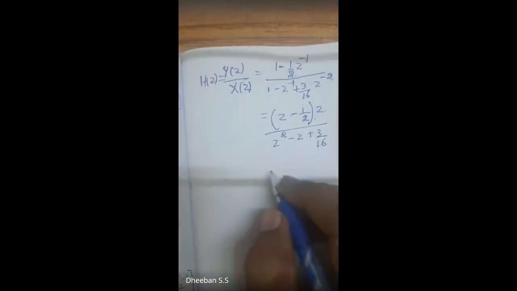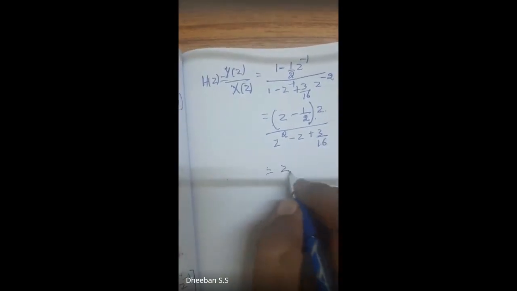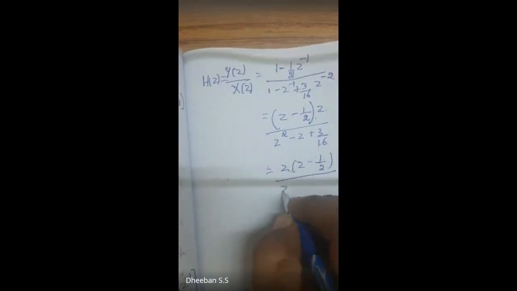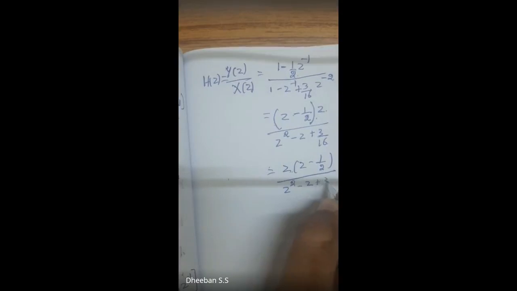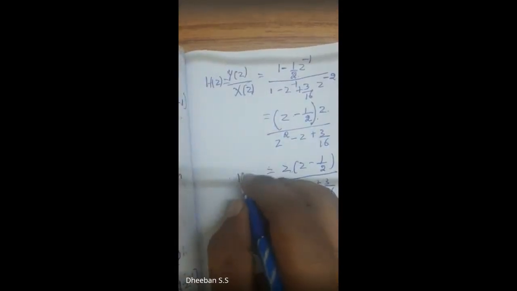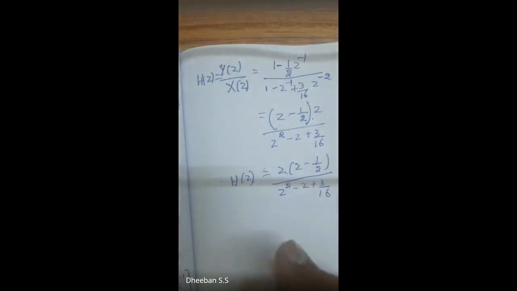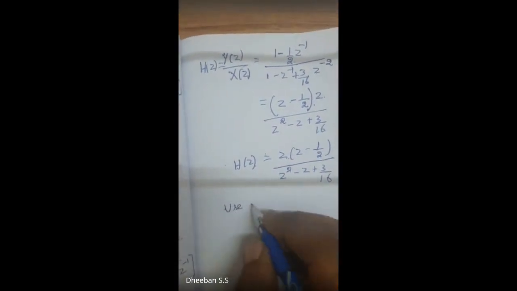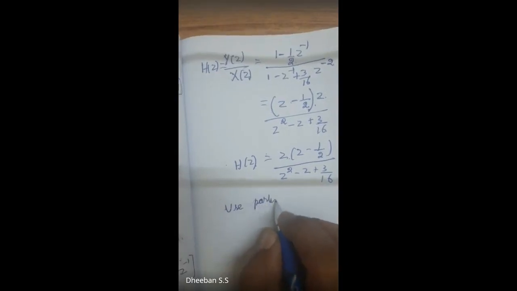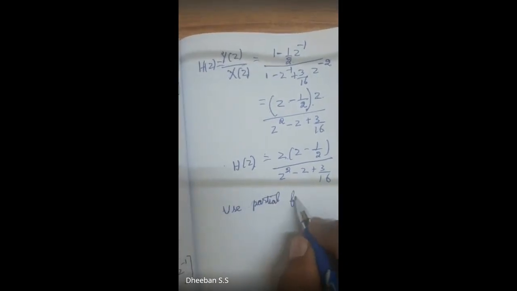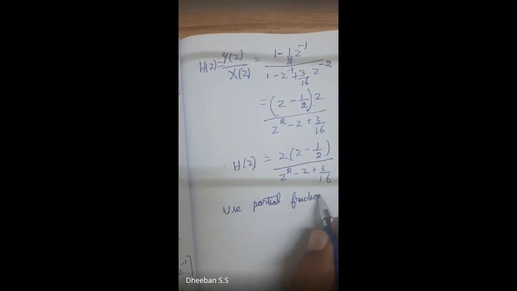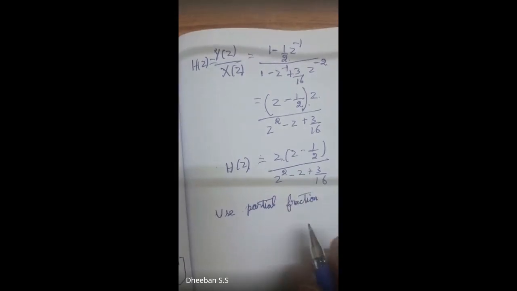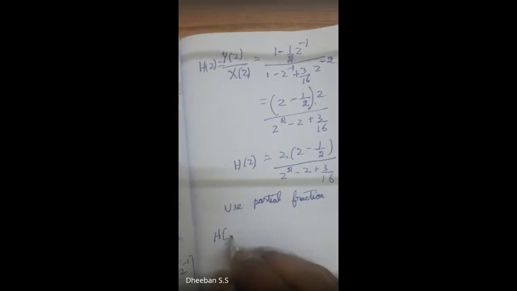And keeping inside means it may have, you just have this: z into z minus 1 by 2, by z square minus z plus 3 by 16. So here, what you have to do is use partial fraction to separate this z term. By separating, you'll be getting H of z equal to.